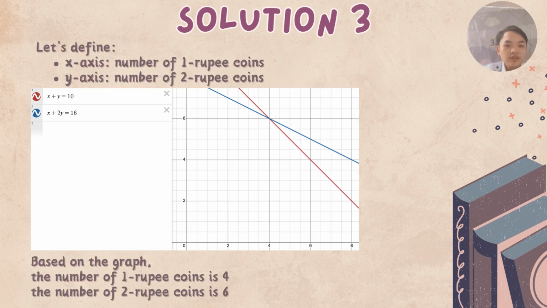And solution 3 is using graphing. We define the x-axis as the number of 1 rupee coins and the y-axis as the number of 2 rupee coins. After we draw the graph using the equations from solution 1, we can see that the 2 lines have one intersection point, which is the answer. Based on the graph, the number of 1 rupee coins is 4 and the number of 2 rupee coins is 6.